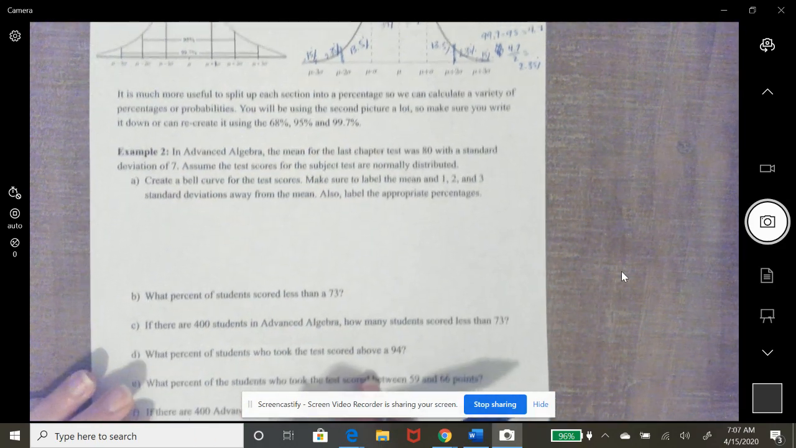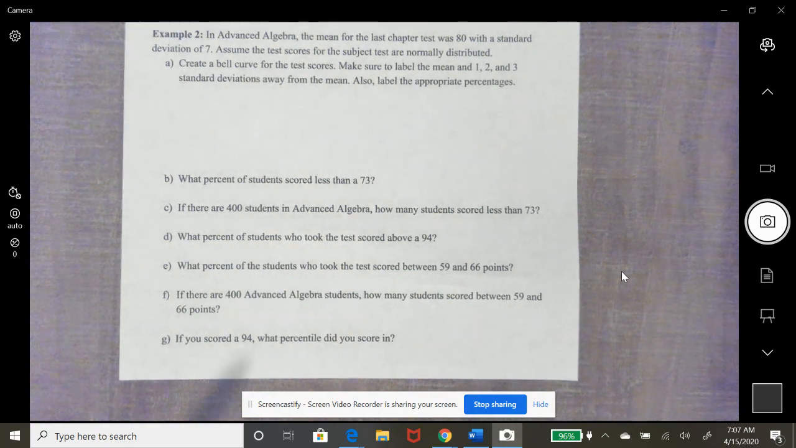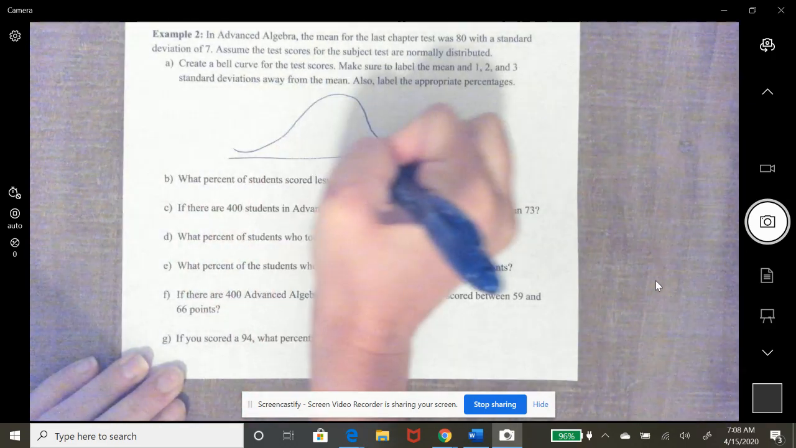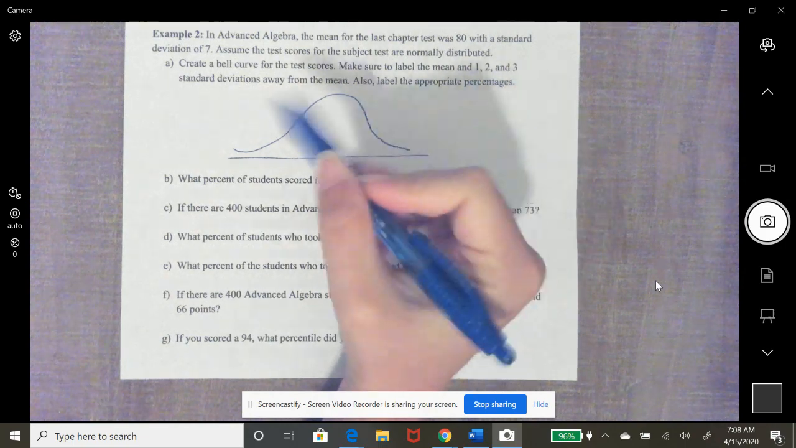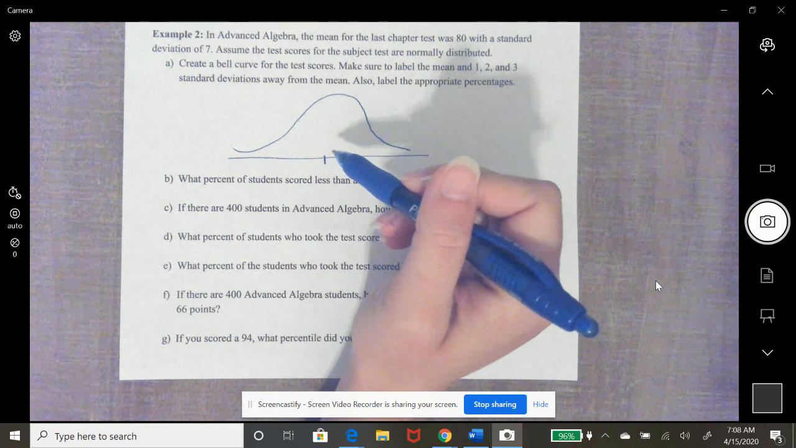Okay, so here's our second example, being able to use our empirical rule. And once you get the bell curve drawn, you're basically just going to use those percentages to answer questions. Okay, so in advanced algebra, the mean for the last chapter test was 80 with a standard deviation of 7. Assume the test scores for the subject are normally distributed. So we're going to create a bell curve with the test scores. And we're going to label our mean 1, 2, and 3 standard deviations away. And then we're going to put those percentages into this curve as well.